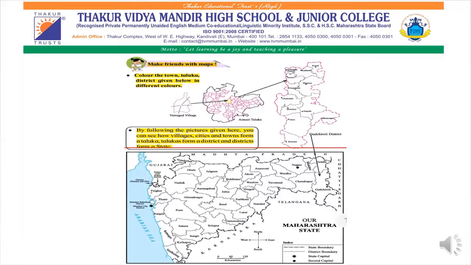Read the map carefully. There in the index, the state capital is given. Maharashtra state capital is Mumbai. And the second capital is Nagpur. In the map it is given as a black dot.